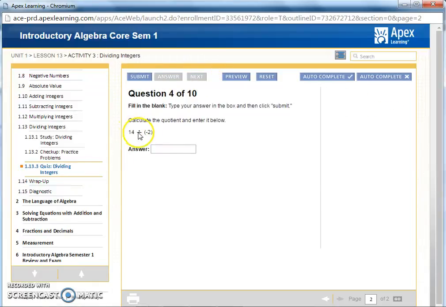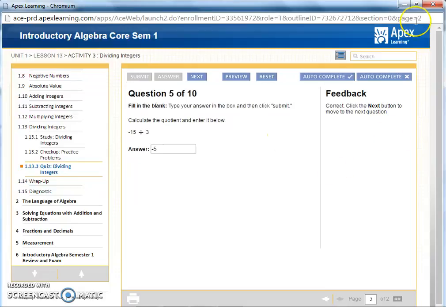Another, positive 14 divided by negative 2. So symbols are different. So I know it can be negative. 14 divided by 2 is 7. Do one more. Negative 15 divided by a positive 3. It's a negative and a positive. So my answer is going to be negative. 15 divided by 3 is 5.